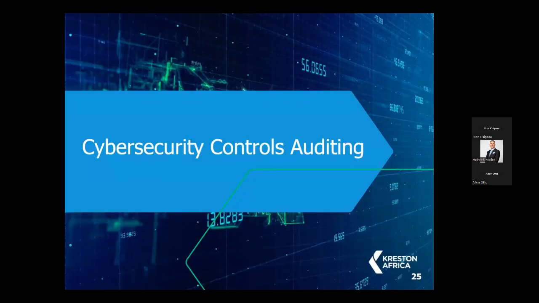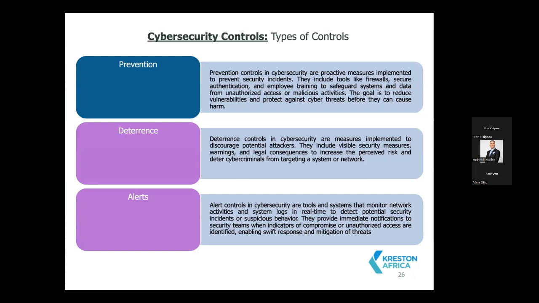Next screen. Okay, so cybersecurity controls auditing. This is not really a technology audit. We use scanning tools and technology to evaluate the organization's security. This is more a general control type of review, and we really focus on prevention, deterrence, and alerts that come from the various controls that the clients may have implemented. Next slide.